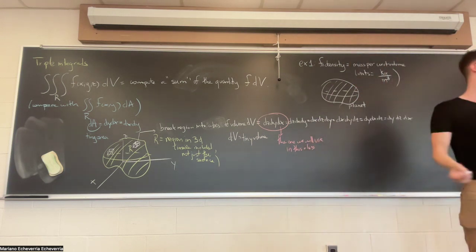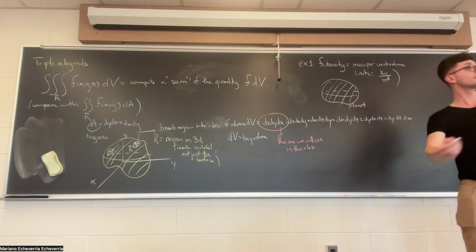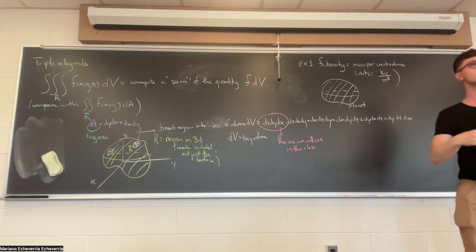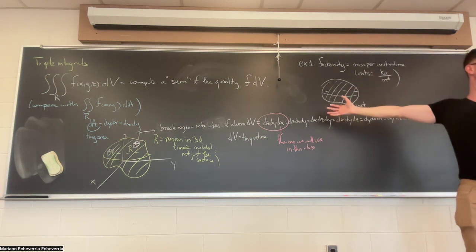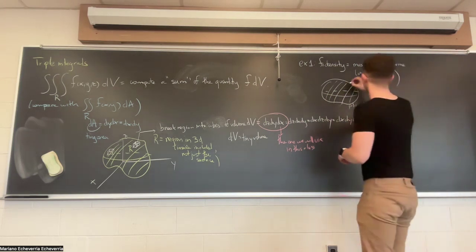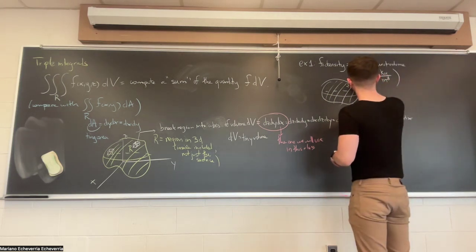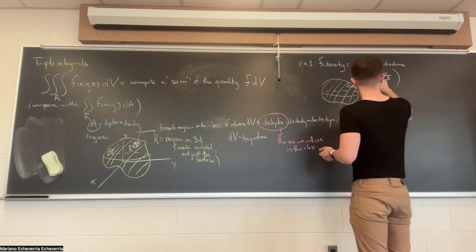The planet will be made up of certain different materials, like iron, carbon, other elements. So the density throughout the planet is not homogeneous. So what you would think is f of x, y would give you the density at a given point on the planet.